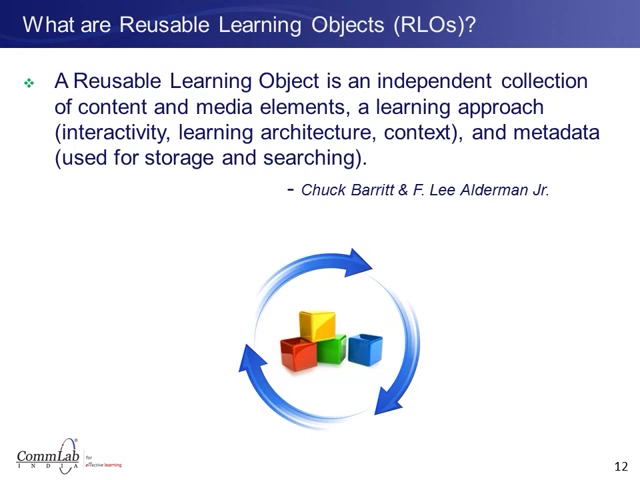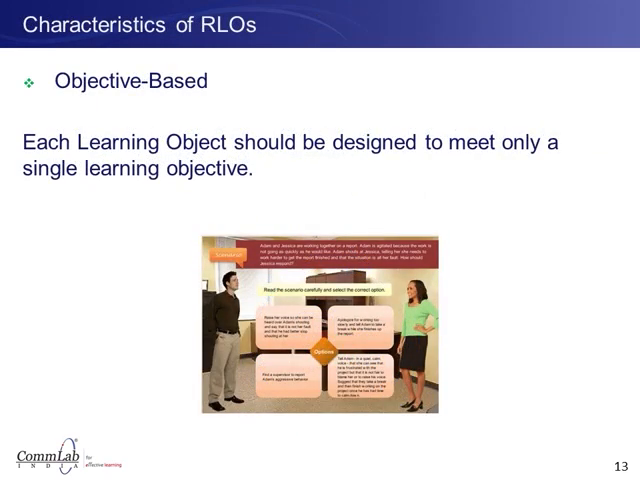So reusable learning objects have essentially three basic characteristics. There is an independent content and media element, and an instructional or learning approach in it in terms of interactivity, the way it is structured, and context, and there is a piece of metadata that is used to store, search, and retrieve it. The characteristics of RLOs. The first one is that an RLO should be objective-based, and each learning object is designed to meet only one single learning objective. This is the first characteristic.